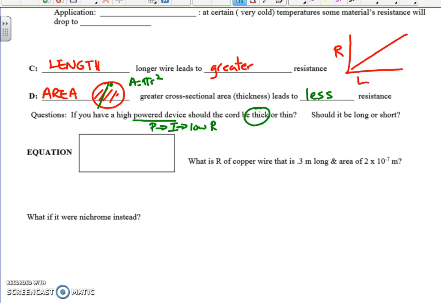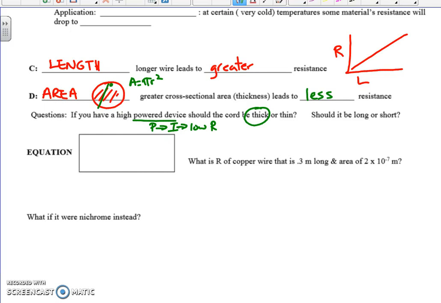So if you ever look at those devices like microwaves, power tools, things that draw a lot of current, up to 10 amps or so, their cords are usually pretty thick, because if they were really thin, the wires themselves would offer enough resistance that they might get really, really warm with all that current flowing through it.